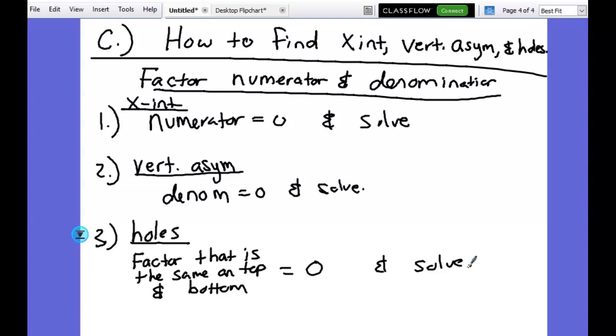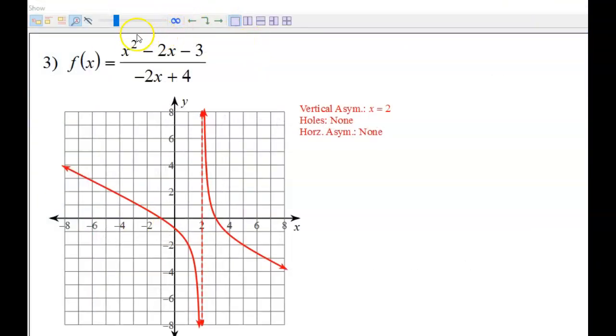Okay? So that's all we're doing for the rest of the day, we're going to be finding those three things. And we'll just do a bunch of examples, kind of see little things that pop up along the way. All right. So let's do some examples here.